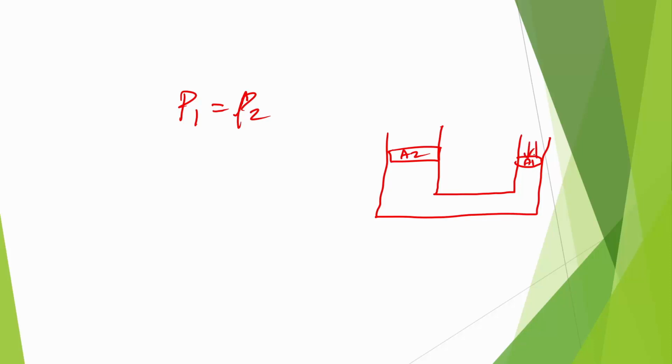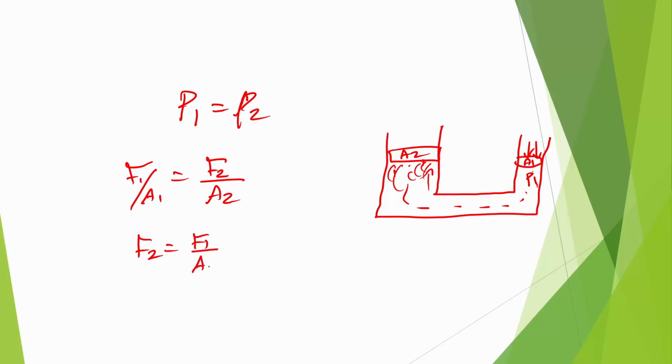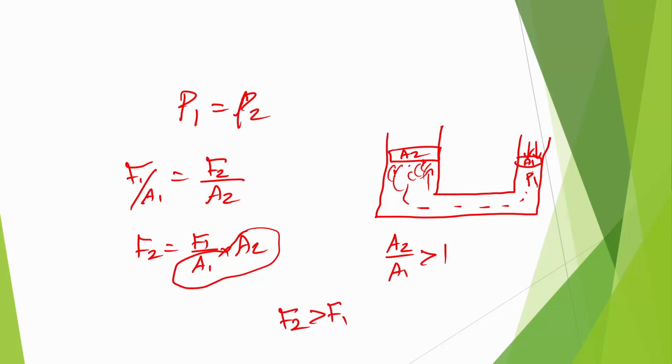When I apply a force here, that is getting converted into pressure P1, force by area. That is being transferred here. The pressure here is also the same. So my F1 by A1 should be equal to my F2 by A2. So my F2 can be found from the formula F1 by A1 into A2. Since my A2 was larger than A1, this ratio A2 by A1 is greater than 1. That technically means my F2 will be greater than F1. This is the application of Pascal's law in hydraulic rams.